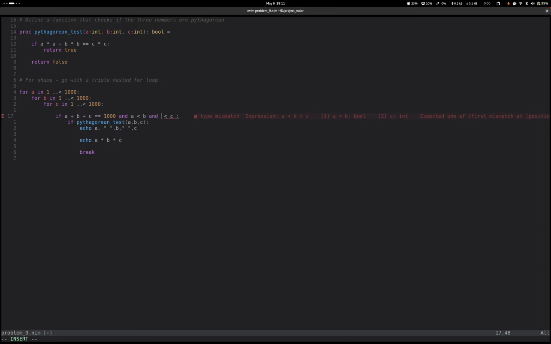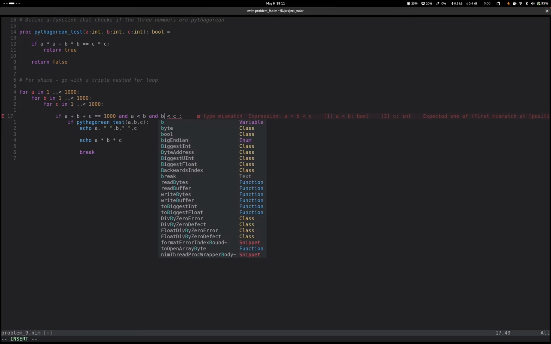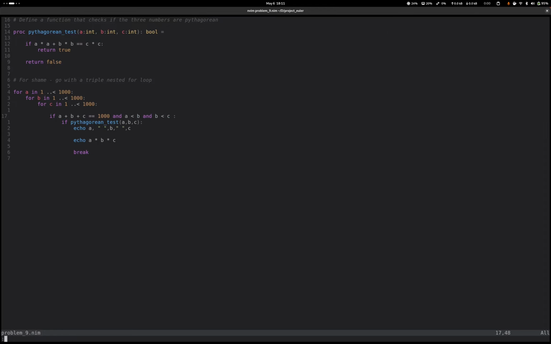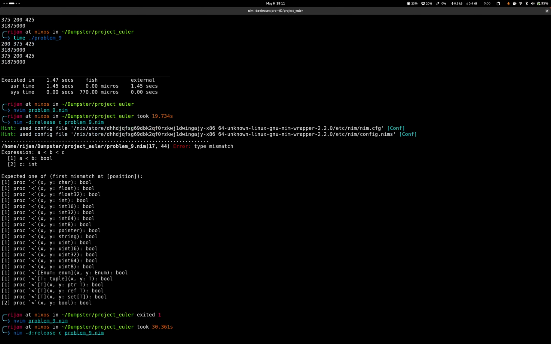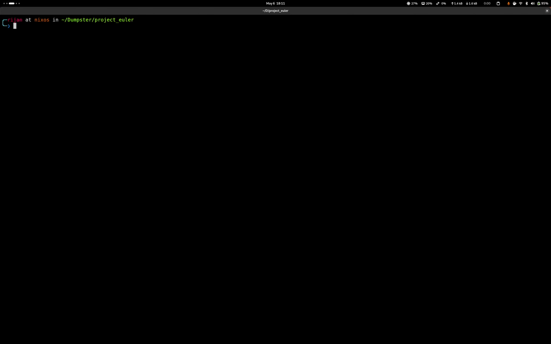Oh, and B is less than C. That's probably what it wants. Yep, that was what it wanted. Okay, so I think that solves my problem. Yep, that only printed it once. Yep, I should have.